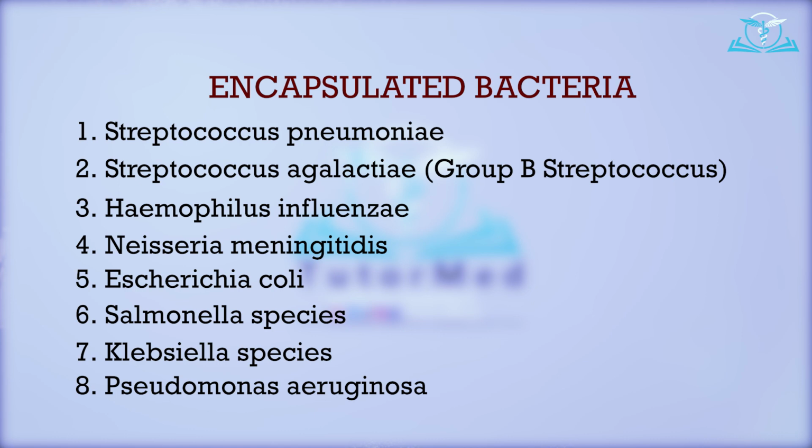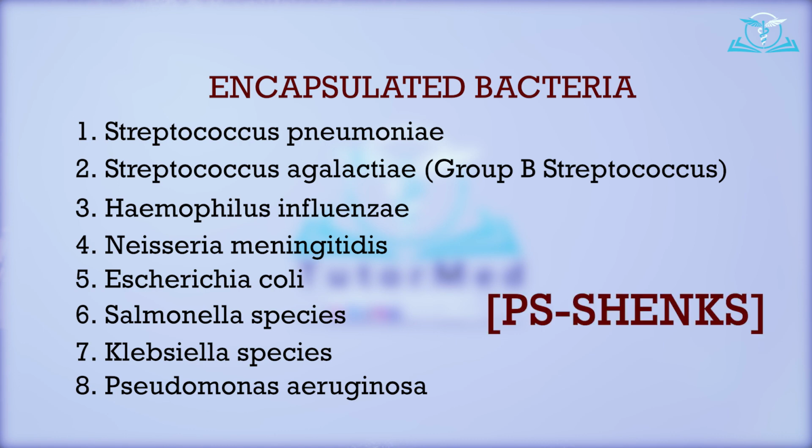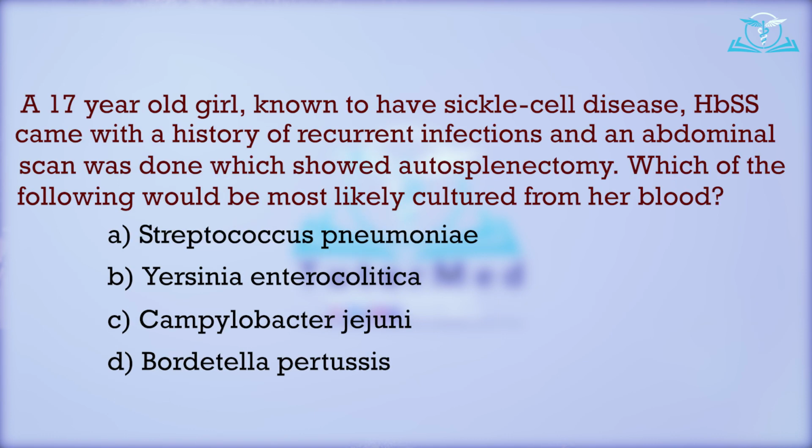Maybe this mnemonic may help keep this list. The mnemonic is P.S. Shanks, if you will. And so, P for Pseudomonas, S for Salmonella, the next S for Streptococcus pneumoniae, H for Haemophilus influenzae, E for Escherichia coli, N for Neisseria meningitidis, K for Klebsiella species, and the last S for Streptococcus agalactiae. And so based on this, the answer to our question will be option A.